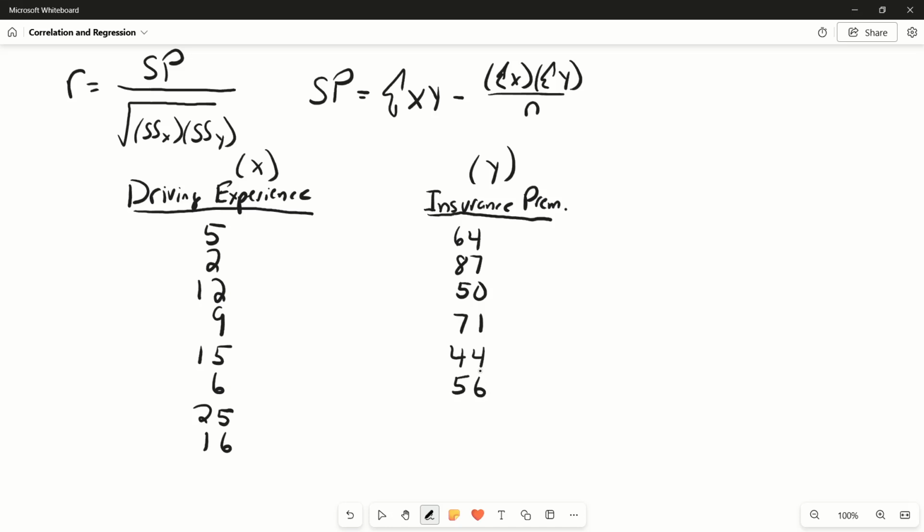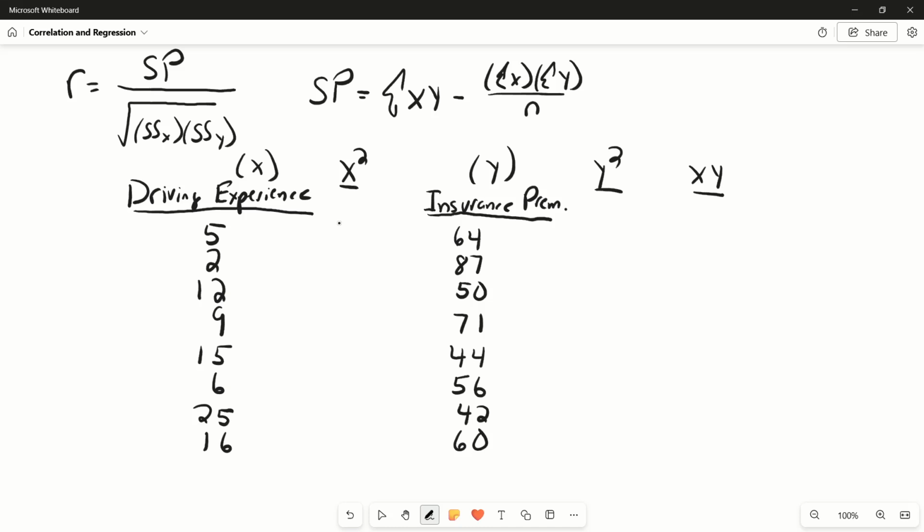6, 5, 6, 2, 5, 4, 2. And also the make and model of car you have plays a role, but we're not looking at that here. So you have an X and a Y column, and then you're going to make an X squared column, and you're going to make a Y squared column, and then you're going to make an XY column.